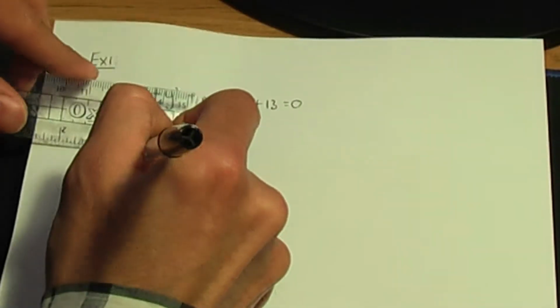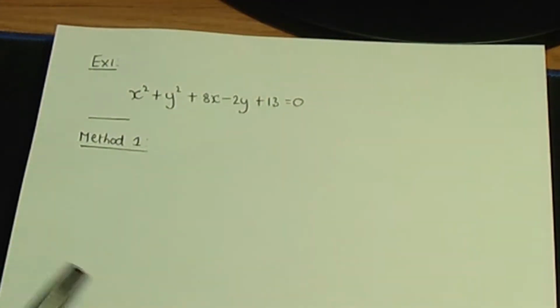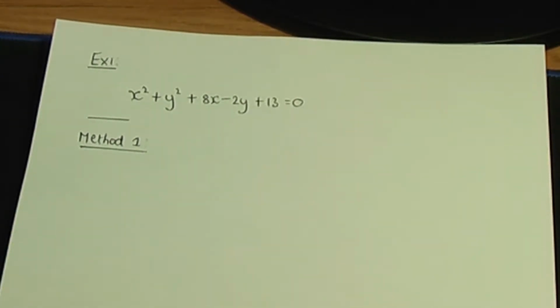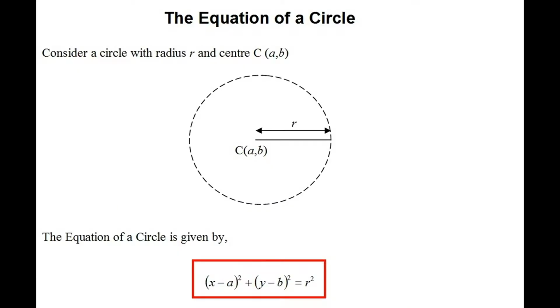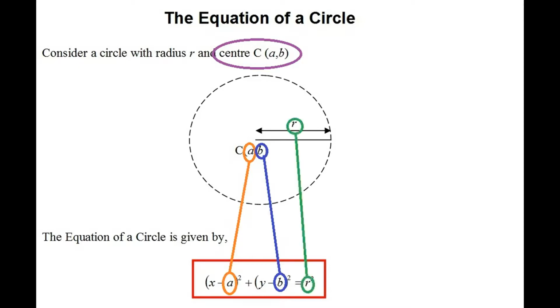Method 1 is you can use completing the square to make this given equation in the form that I showed you in screenshot 1. If we go back to screenshot number 1, remember the equation of the circle, you can express it in this form: (x minus a) squared plus (y minus b) squared is equal to r squared. The values of a and b will give you the coordinates of where the centre is, and the value of r will give you the radius of the circle.